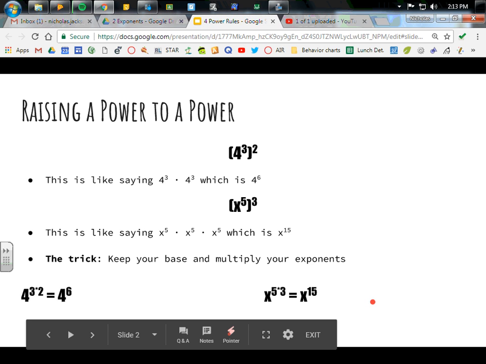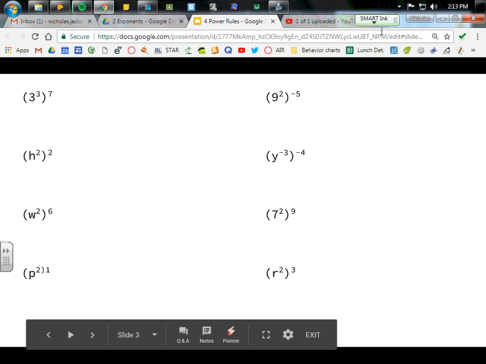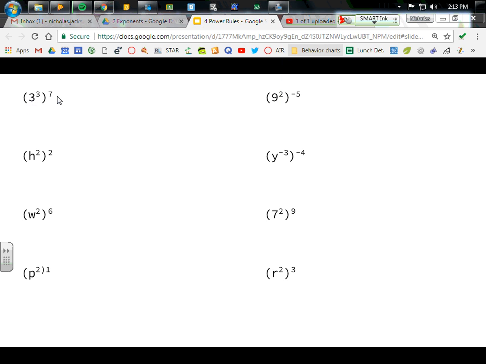So let's practice this a little bit. All right. 3 cubed to the 7th power. So this is like 3 cubed multiplied by itself 7 times. Well, the simple way to do that is to just multiply 3 and 7 to get an exponent of 21. So this becomes 3 to the 21st power, which we really do not want to simplify. All right, h squared squared. So that's h squared multiplied by itself. So that is simply, if you multiply your exponents, h to the fourth.